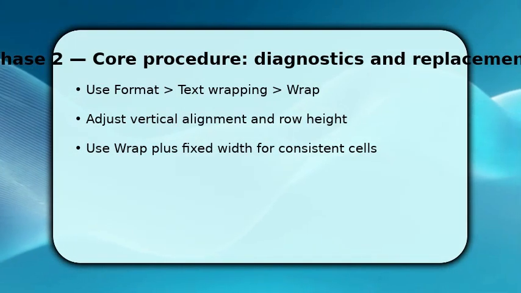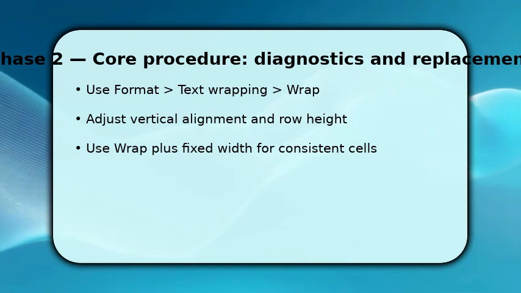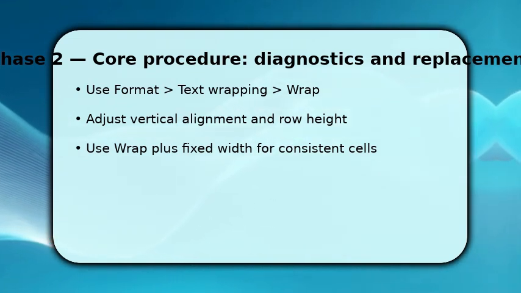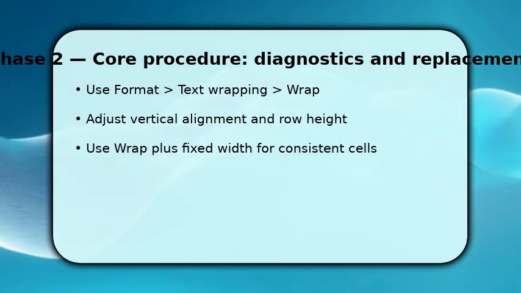Once done with selection, apply Wrap from Format Text Wrapping. This makes text flow onto multiple lines, preventing spill. Now adjust row height to auto-fit or manually set a pixel height so wrapped lines are visible.